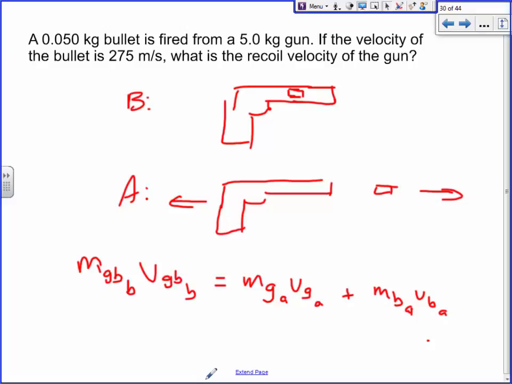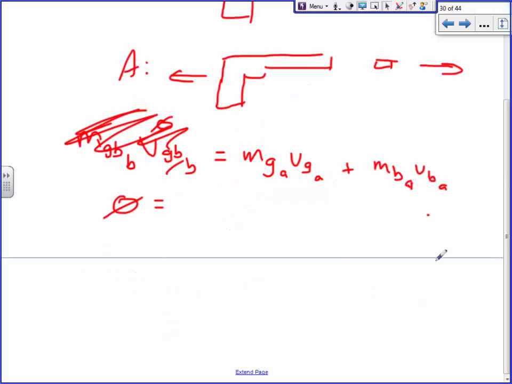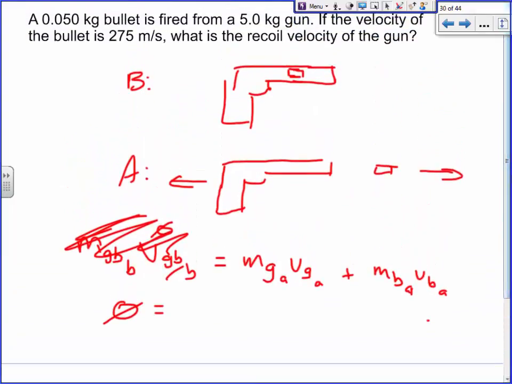Okay, so I think some of you already pointed out that although the gun and the bullet have a collective mass before we begin, they're not in motion before we start. So if this is all zero here, we can just ditch this whole side. So this can be zero. Okay, so throwing out the numbers in here. Mass of gun: 5. Velocity of gun: we're looking for. Mass of bullet: 0.050. Velocity of bullet: 275. You guys are probably ahead of me at this point, but no? All right, never mind, I'll slow down then.